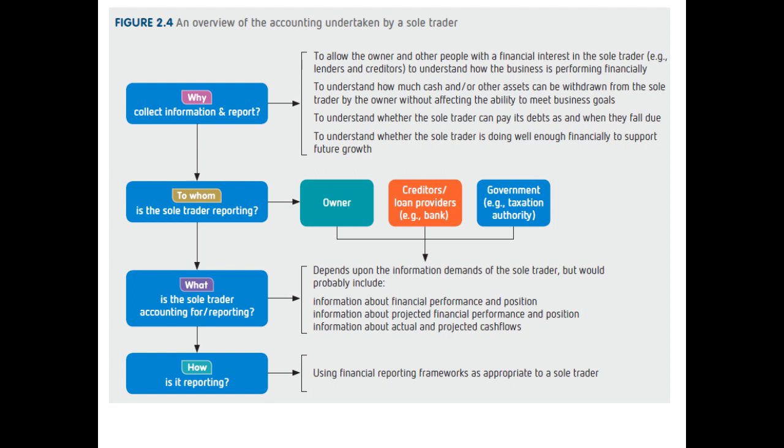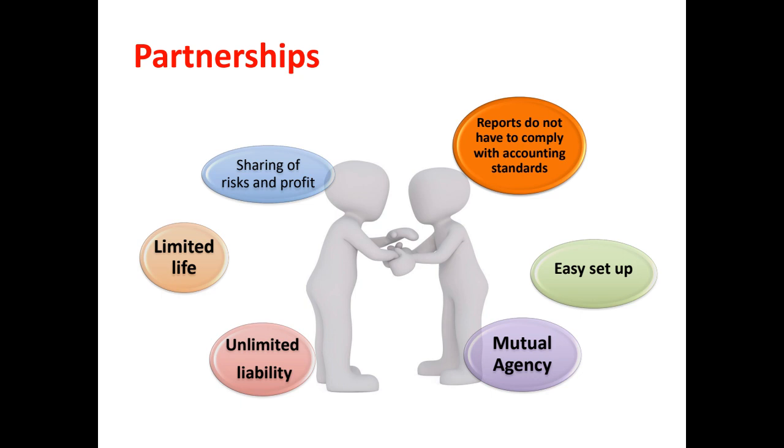So you find that the reporting boundaries are not very far off. It mainly deals with private costs, mainly deals with things close to the business. And so that is how a sole trader generally operates. The accounting is very much dependent on the needs and wants of the owner of that business. The next type of form of organization that we want to talk about is partnerships.